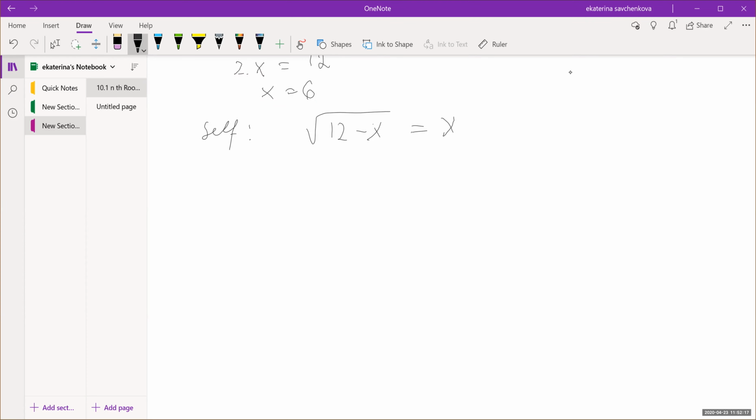So I'm going to count to 5 and then solve it myself. So 1, 2, 3, 4, 5. So I'm going to start solving it.